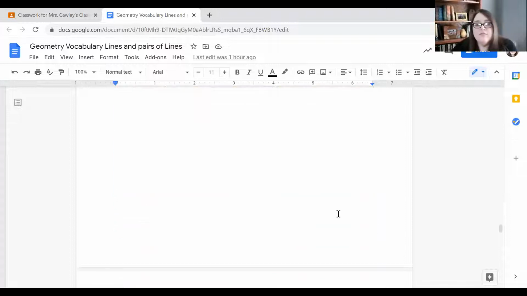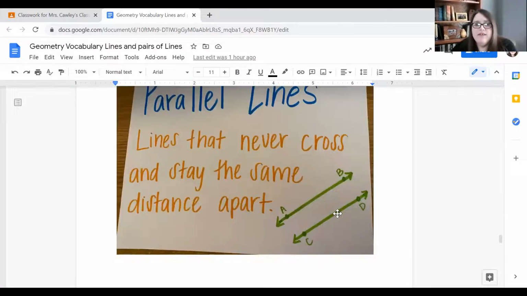Okay, the next word is parallel lines, lines that never cross and stay the same distance apart. Okay, so these lines, they're always going to be this same distance apart from each other. They're never going to touch and they're never going to cross.